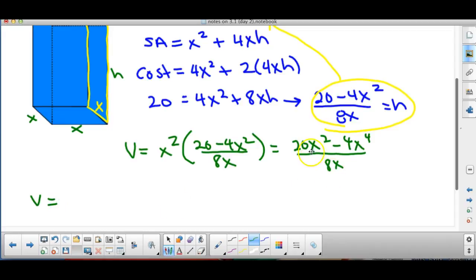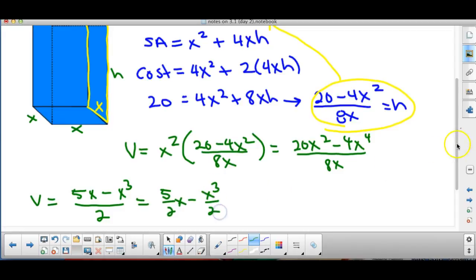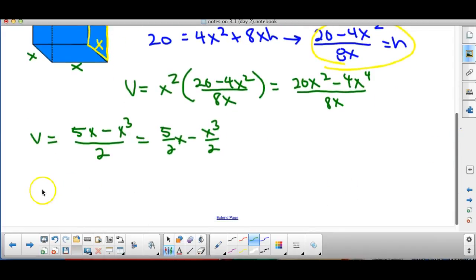I can divide x out of each term, and I can also divide 4 out of each term. So let me do that. I would have 5x minus x to the 3rd over 2. That looks much simpler. I could even split this up into 2 separate terms of 5 halves x minus x to the 3rd over 2. And so now we're ready to take the derivative.